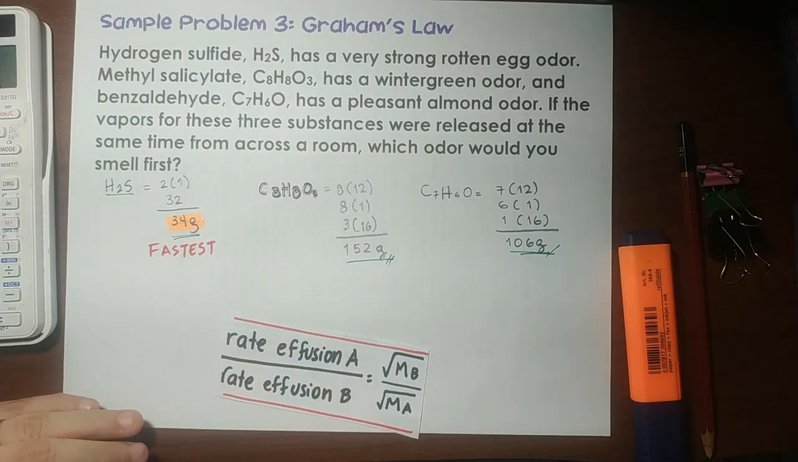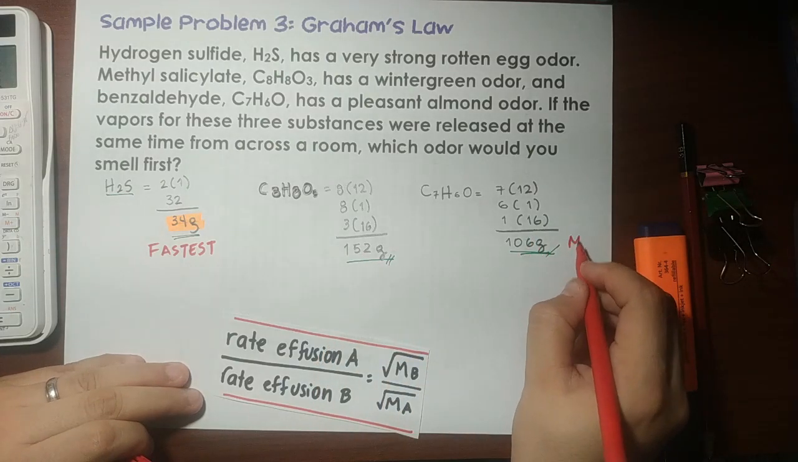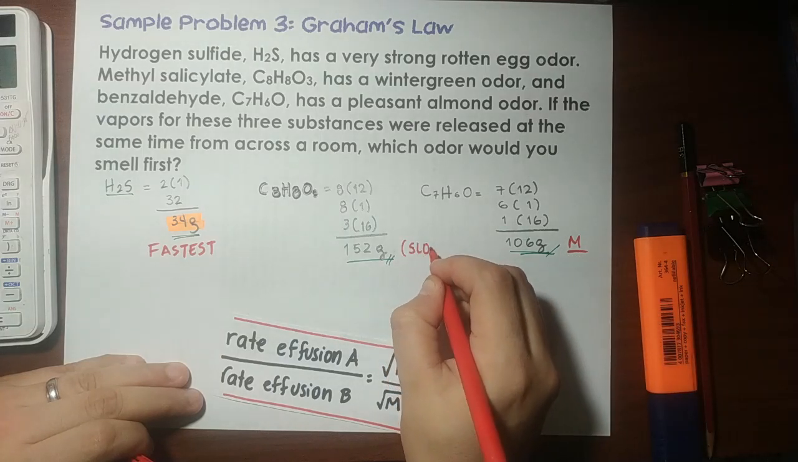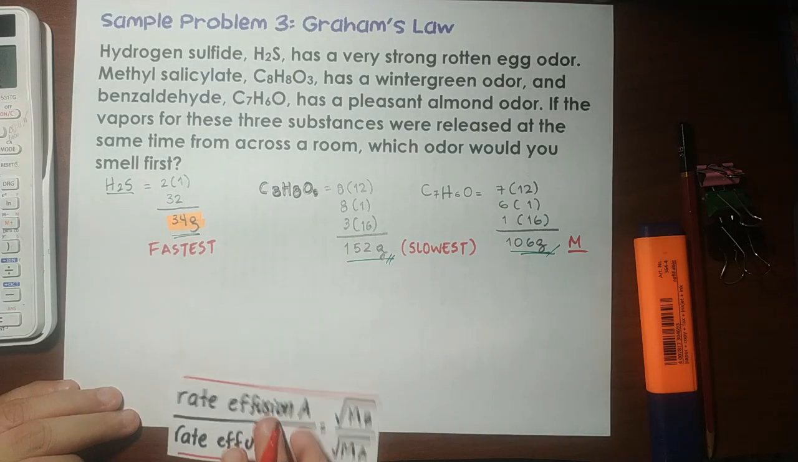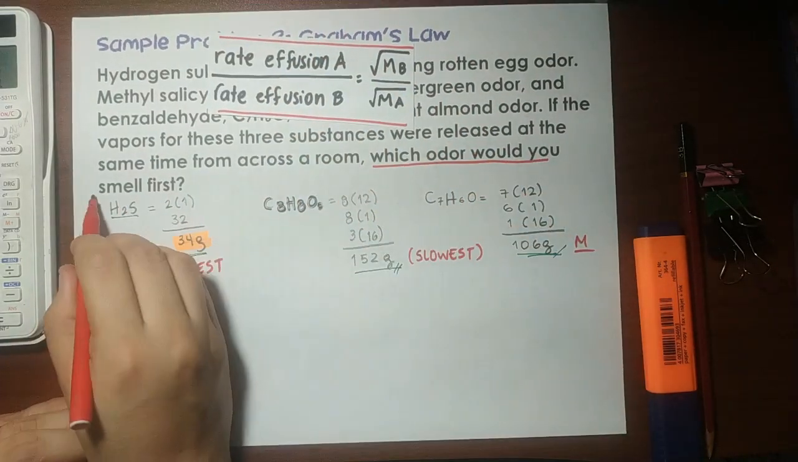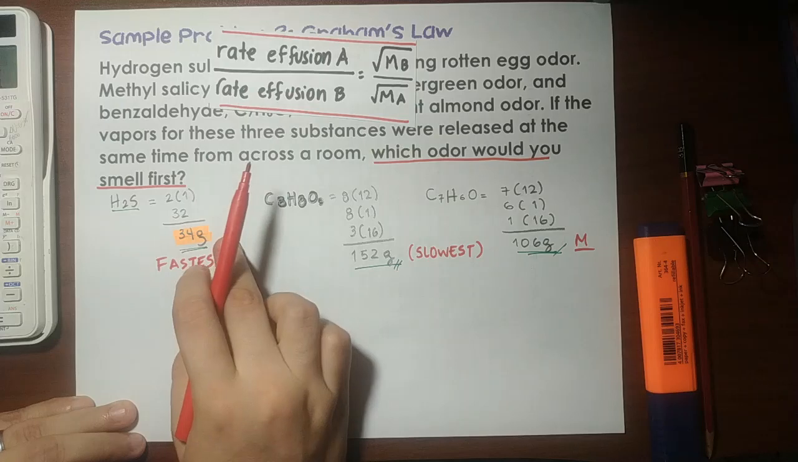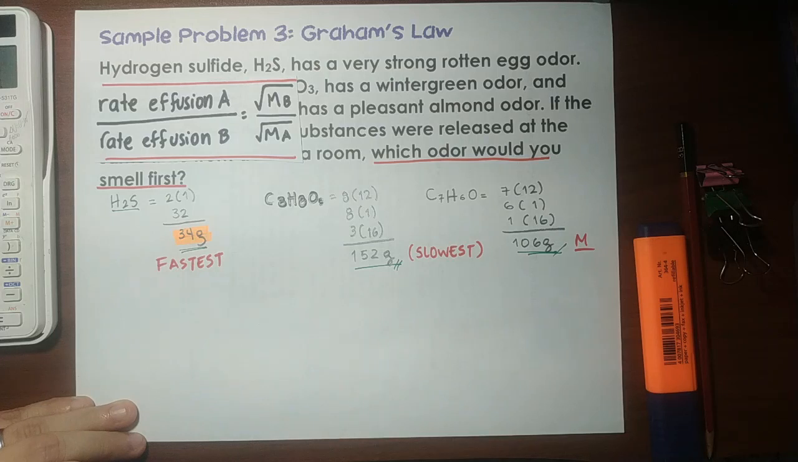Okay, this is the fastest. Now, between 152 and 106, this stays in the middle, and this is the slowest of the gases. Okay, now that's it. It says, which odor would you smell first? Obviously, because I already compared my masses, I know that my hydrogen sulfide is the fastest of the gases, so this one is going to be the first smell.